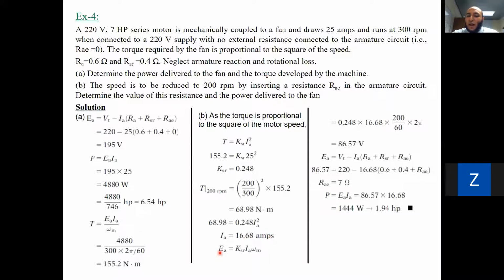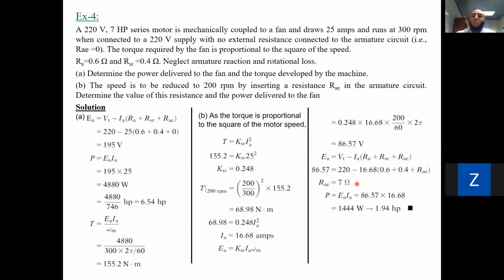And simply we can calculate now EA, which is the armature EMF voltage, which is equal to K series multiplied by IA multiplied by omega M. And we have all of these values for the second case, and simply we can calculate the EMF. So now we have the EMF and armature current, we can simply apply Kirchhoff voltage law and get the missing value of resistance, which is RAE. So finally RAE here is 7 ohms.